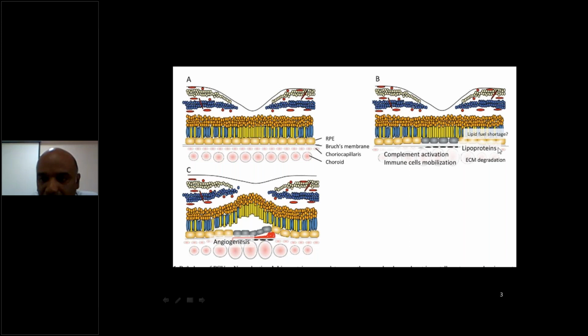Now here what is happening? The RPE function is lost. So when the RPE function is lost, what happens? There is accumulation of lipoproteins or lipid-like structures below the choroid. When there is accumulation, that leads to an immune reaction there and immune cell mobilization, and further it leads to a cascade of events. So the vicious cycle starts.